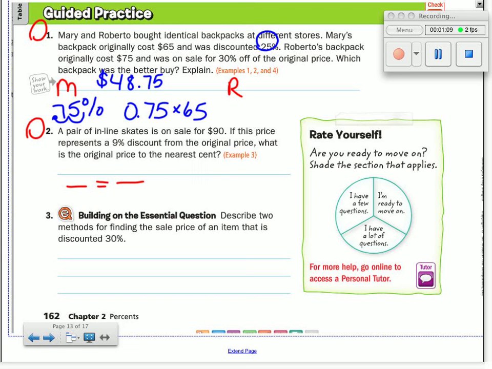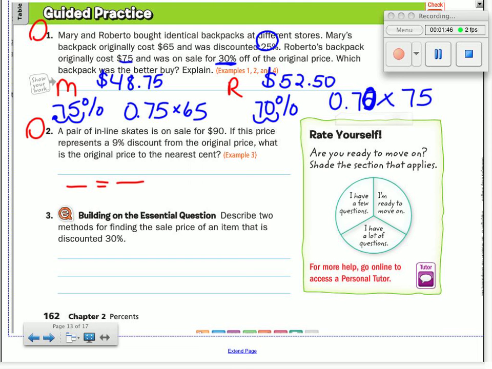Let's go ahead and do Roberto. Again, step 1, what we're saying is take and subtract the discount percent from 100. So 100 minus 30, which is 70%. We're going to move our decimal point over 2 places to the left. So now we have 0.70 times the original price, which was $75. So 0.70 times $75, and that is going to give us for Roberto $52.50.